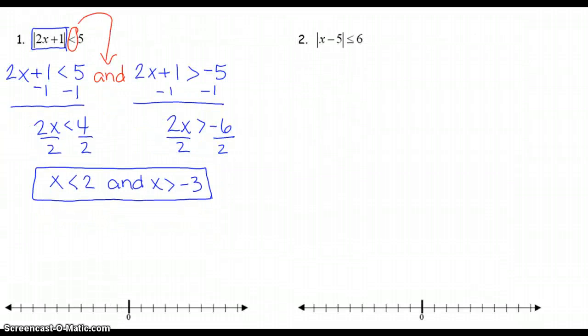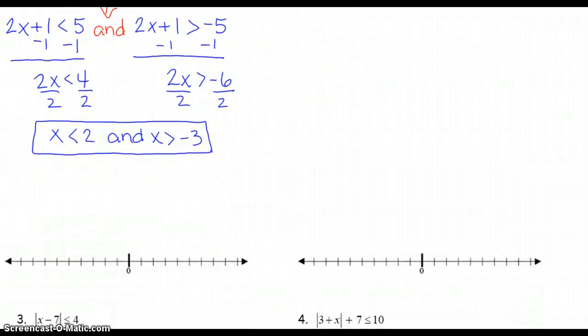Now, does this ask us to graph? Yep, it sure does. So remember, with an and inequality, we want to know where those graphs will overlap. We want values that are less than 2, so here's 2, but also greater than negative 3. So we want to find where all of those values in between negative 3 and 2 are. So there's your solution and there's your graph.